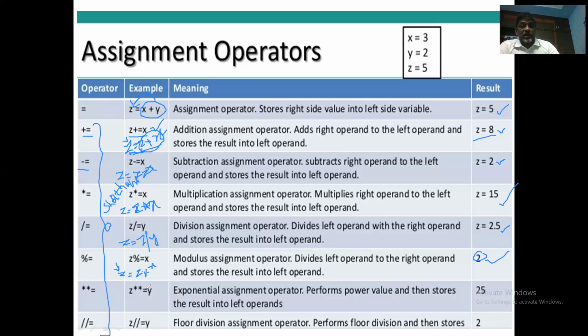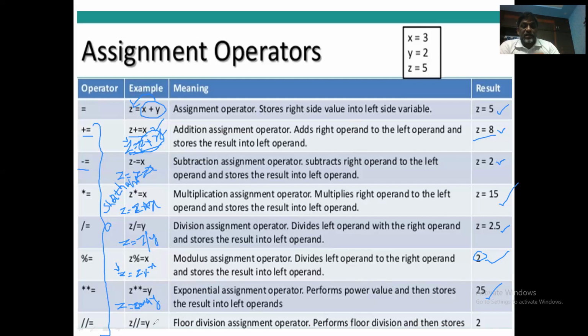And this is an exponent operation. So it means that z is equal to z star star y. It means you perform z power y and store the result into z. z is 5, y is 2. So 5 squared is performed, and 5 squared is copied to z. So the value of z is 25 now.